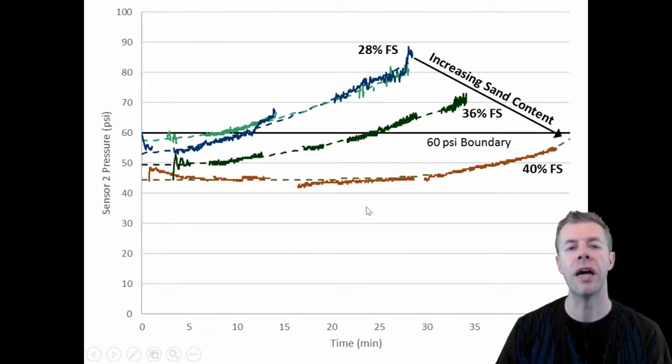Here's sand content. This is the amount of fine sand inside the concrete. We'll talk more about this coming up. And as the fine sand percentage increased inside the concrete mixture, again, it got much, much easier. The sensor pressures were much lower over time as you pump the concrete. Again, this is pretty cool data, pretty helpful to help us give people guidance on how to design their concrete mixtures.